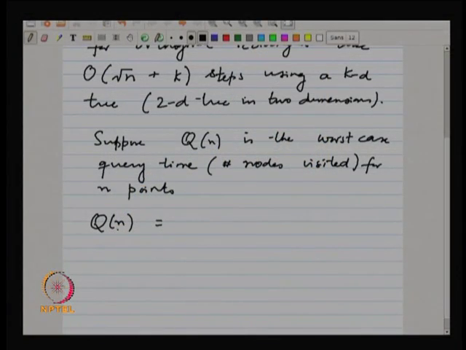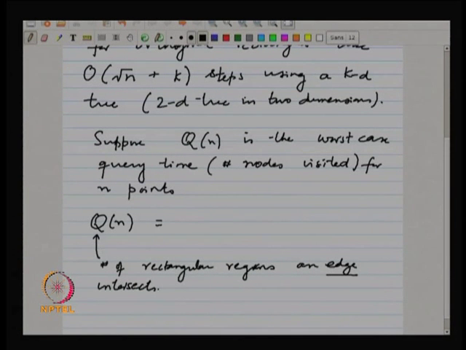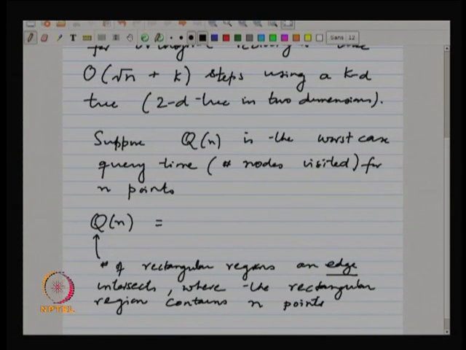this recurrence actually will correspond to the number of rectangular regions an edge intersects, where the rectangular region contains endpoints. So, that is what Qs of n denotes.